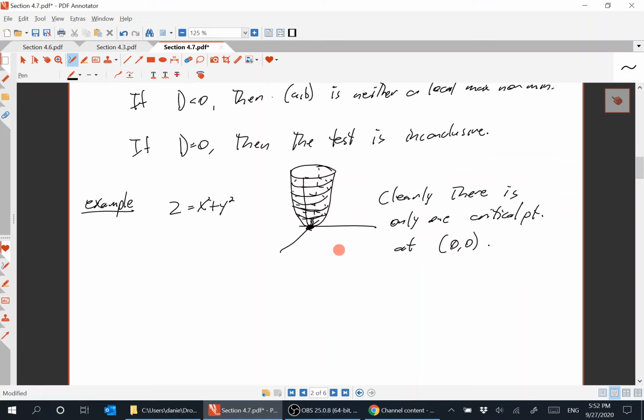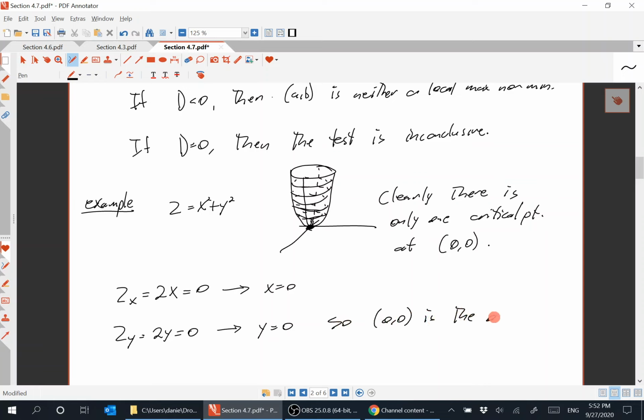Well, let's check it out. The partial derivative of z with respect to x is 2x, and the partial derivative of z with respect to y is 2y, and you set those both equal to 0. Well, this implies x is equal to 0. This implies y is equal to 0. So (0,0) is the only critical point.